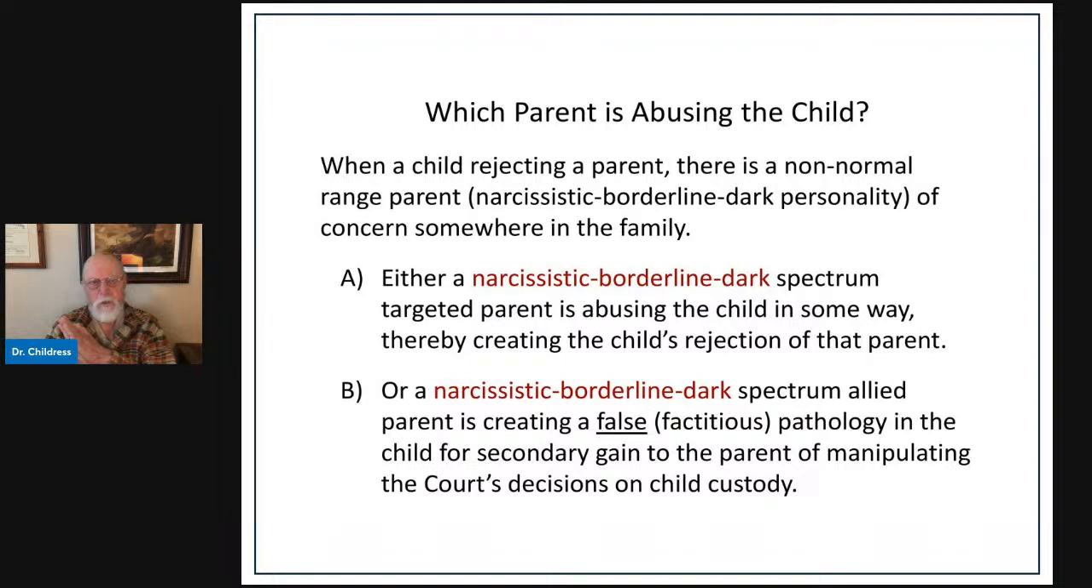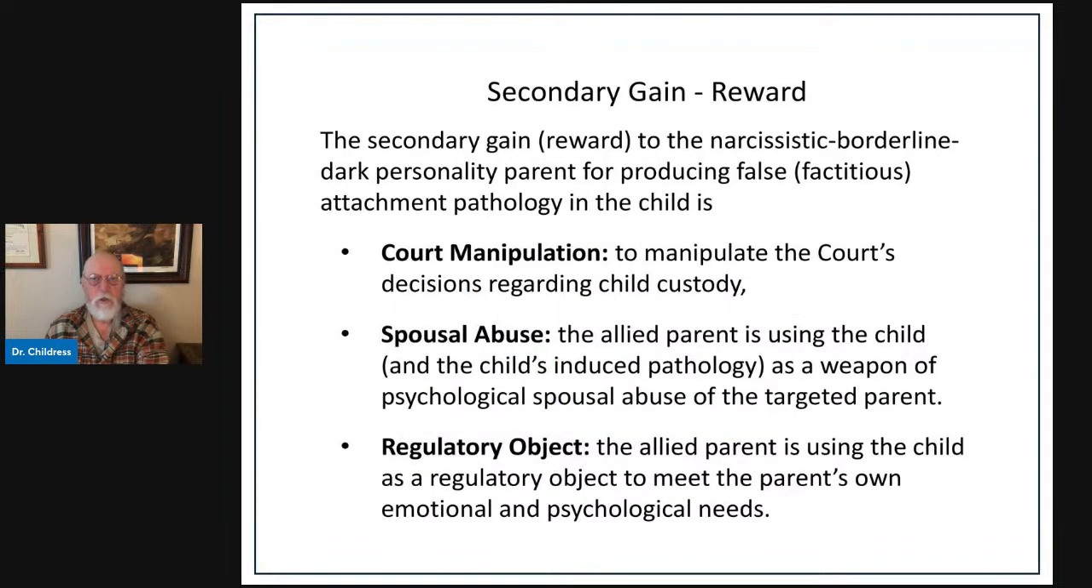When you have that symptom feature of the child, either a narcissistic, borderline, dark spectrum targeted parent who is abusing the child in some way, thereby creating the child's rejection of that parent, or a narcissistic, borderline, dark spectrum allied parent who is creating a false or factitious pathology in the child for secondary gain to the parent of manipulating the court's decisions on child custody. If we reward the parent for producing pathology in the child by giving that parent custody of the child, you will have that dark personality parent producing pathology in the child to manipulate the court's decisions.